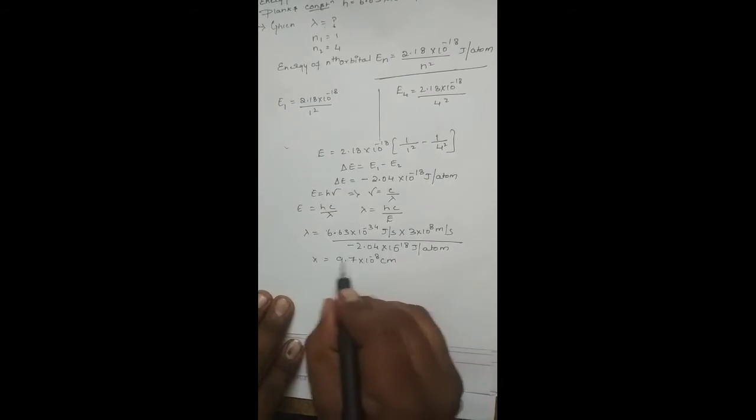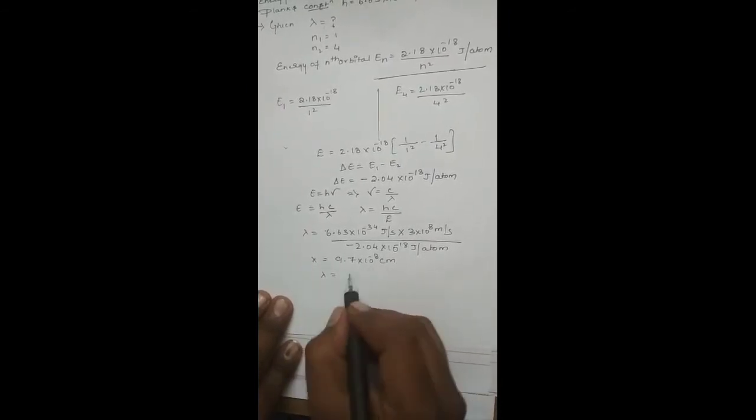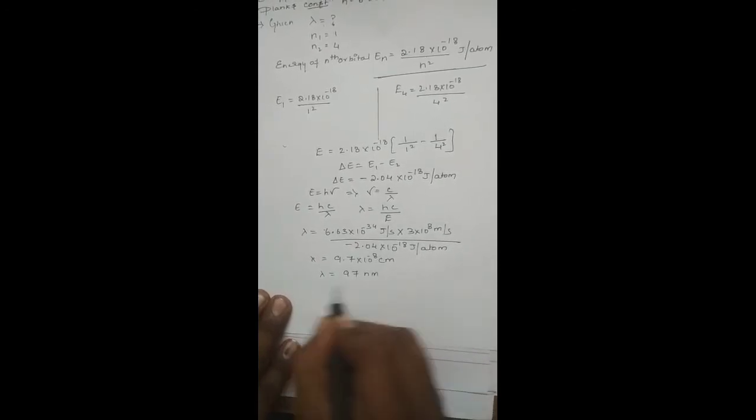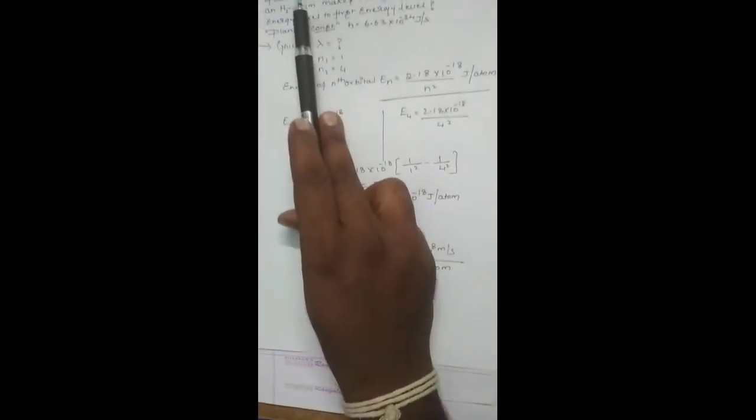If we shift the decimal, or convert centimeters to nanometers, we get 97 nanometers. We get the lambda. You see what we took: applying Bohr's model, calculate the wavelength of the radiation emitted.